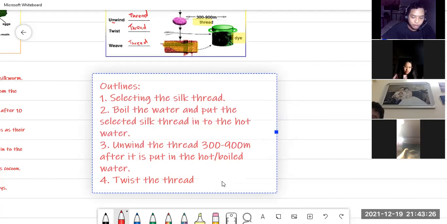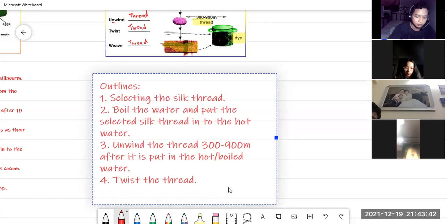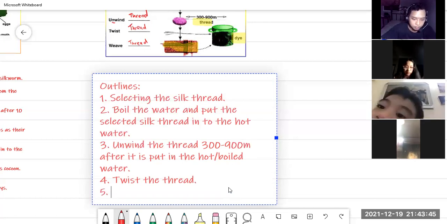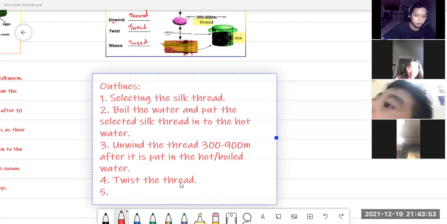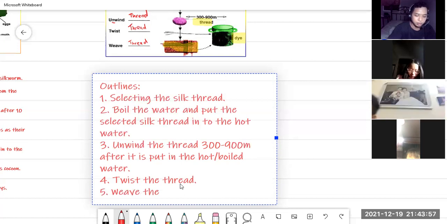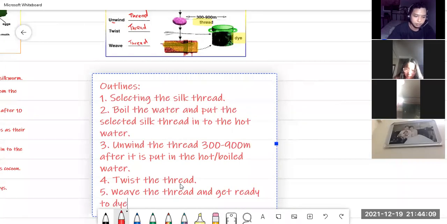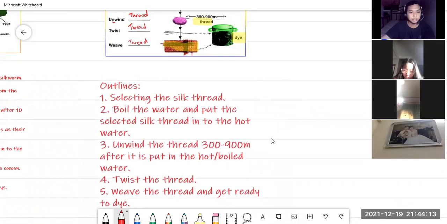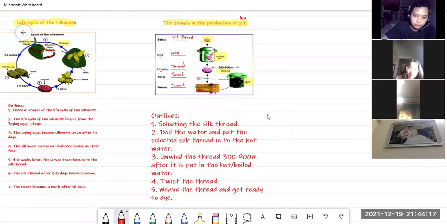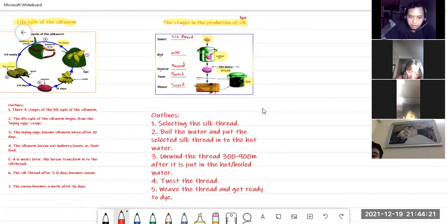Okay, next is to twist. Twist the thread for number 4, and the next one is number 5. Okay, weave with the thread and get ready to dye. Okay, so there are 5 stages of making or producing silk, or the stages in the production of silk.